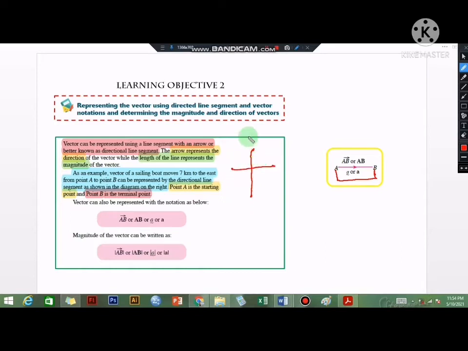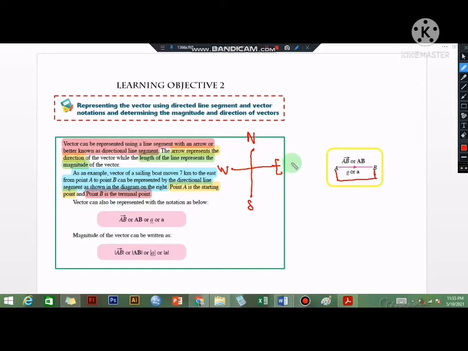Okay, this one is the north, west, south, east. Okay, look at the example. As an example, a vector of a sailing boat moves 7 kilometers to the east. 7 kilometers to the east from point A to point B can be represented by the directional line segment as shown in the diagram on the right. This diagram represents a sailing boat moving 7 kilometers to the east.